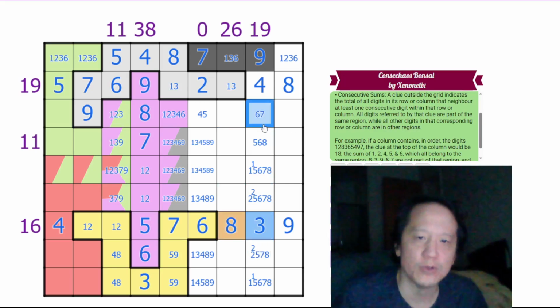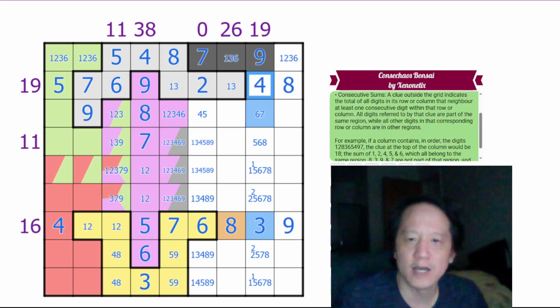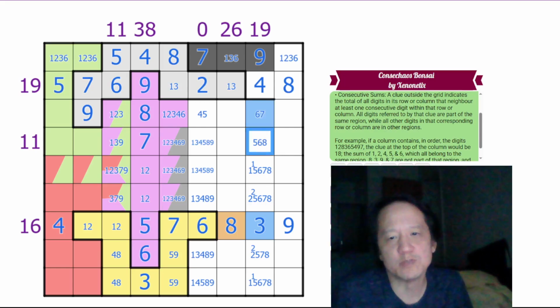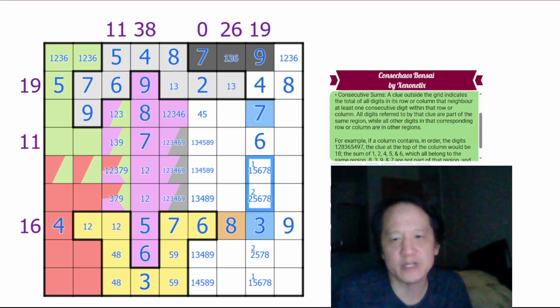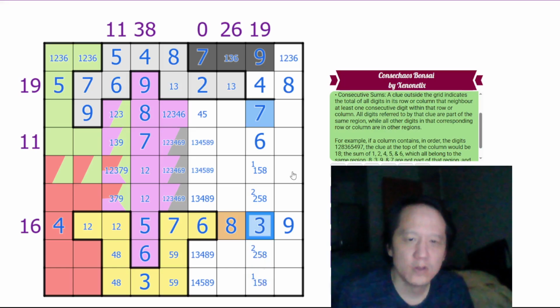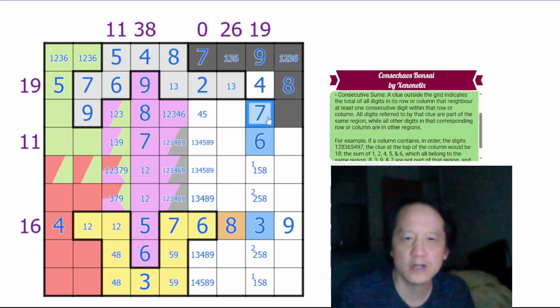So this is blue. This is not part of that region, right? So the 6 and 7 must be consecutive with the 6 and 7. So this must be 6, which makes this 7, which eliminates 6 and 7 in the rest of the column. This is part of that region, so this is blue. This is a separate region. The dark can only go out here, so this must be dark. So we're going to make this not blue. We're going to make this orange now. And we're going to make this blue.